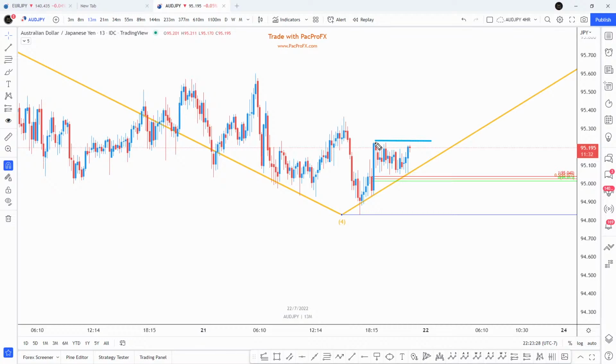So, 1, 2, 3, 4, and 5. I'm looking for it to come down here, grab liquidity, and then go up. So let's take a look at this really quick here, because this is going to be the deciding point. If it starts to take out both of these highs here, then we should be safe to go long.